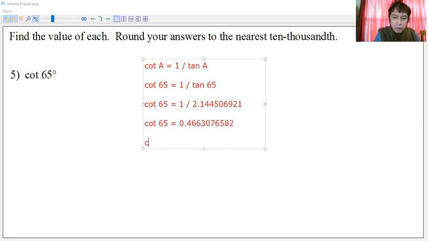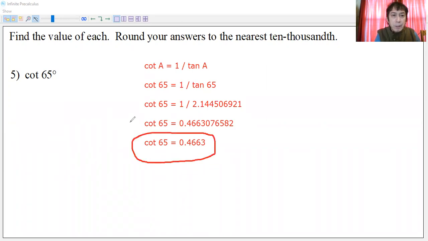Now rounded to the nearest 10,000, this will be 0.4663. There, and this is it. This will be the final answer. Let's see the answer by the computer.